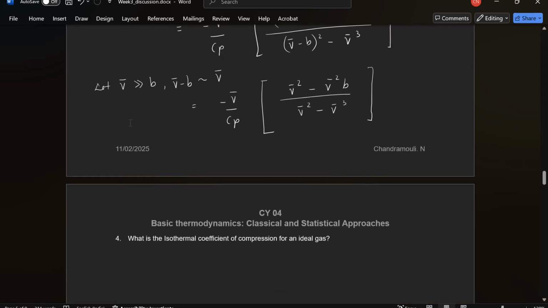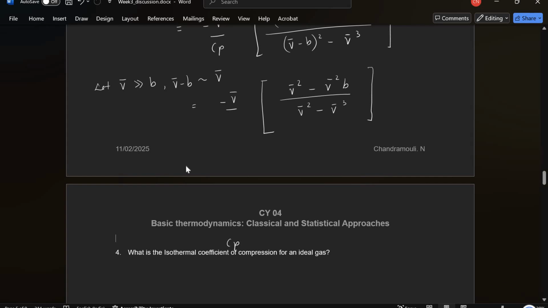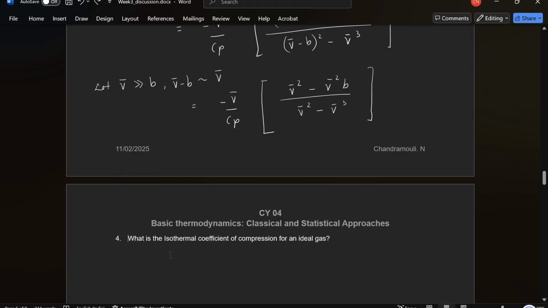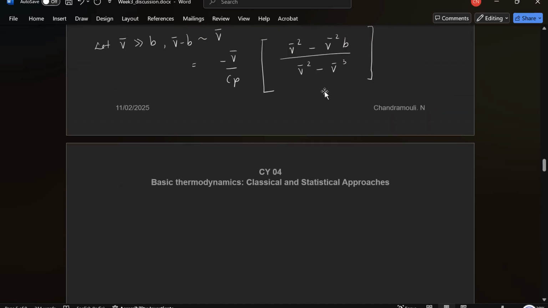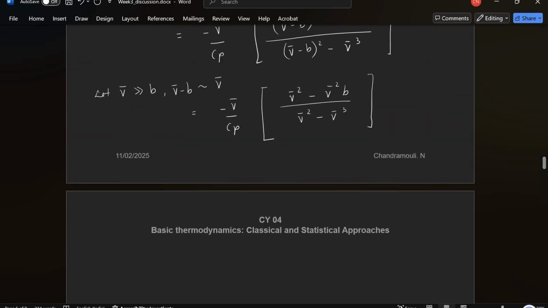So we can further simplify this. Once we further simplify, we can just cancel all these V bars. The cube is gone, so we'll be left with minus V bar by Cp, 1 minus B by 1 minus V bar.